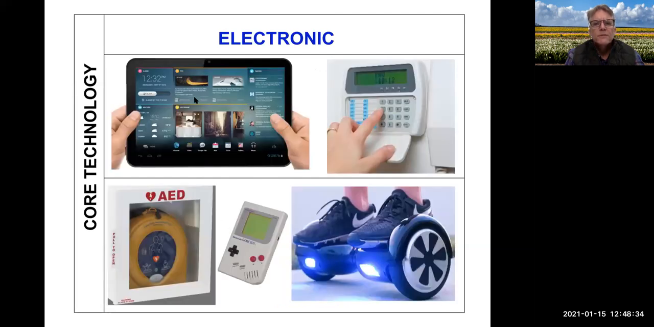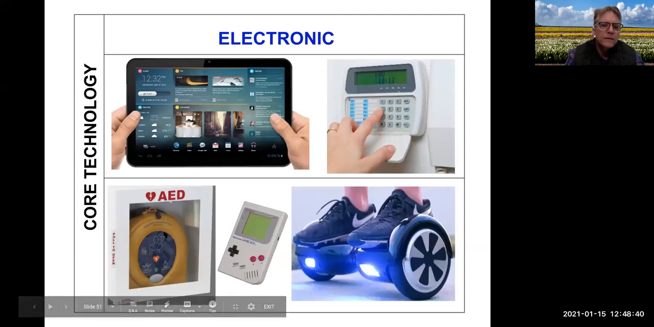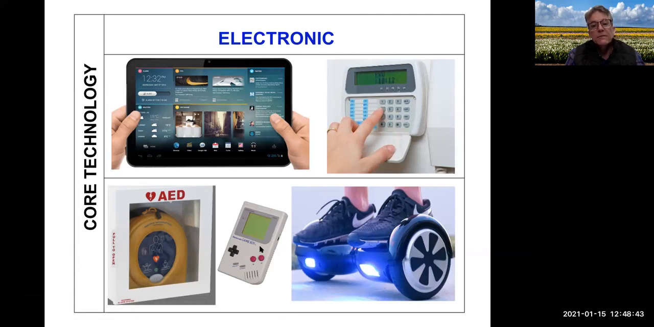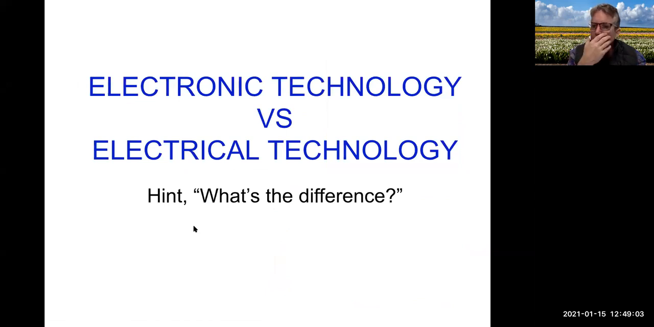Okay, so here we go. My favorite thing on this, so this is a tablet, your keypad on your house alarm. This is a defibrillator. This is what a portable gaming system used to look like. This is the Game Boy. This is the first portable gaming system invented by Nintendo. So that shows you the age of our presentation. But look, they've got my hoverboard on there. Okay, so a hoverboard is definitely electronic technology.